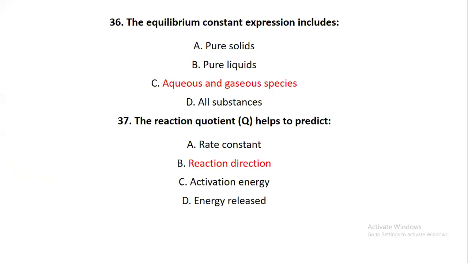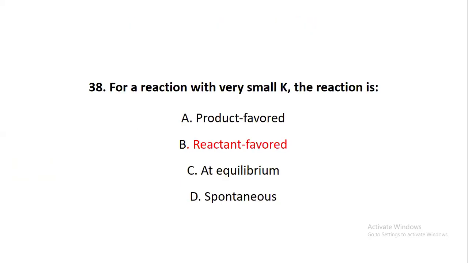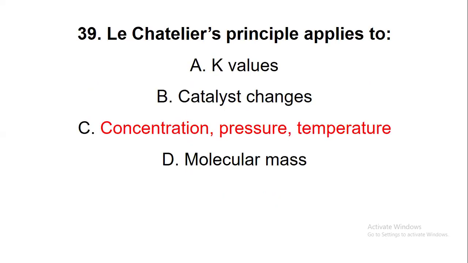The equilibrium constant expression excludes aqueous and gaseous species. The reaction quotient helps to predict reaction direction. For a reaction with very small K, the reaction is reactant favored. Le Chatelier's principle applies to concentration, pressure, and temperature.